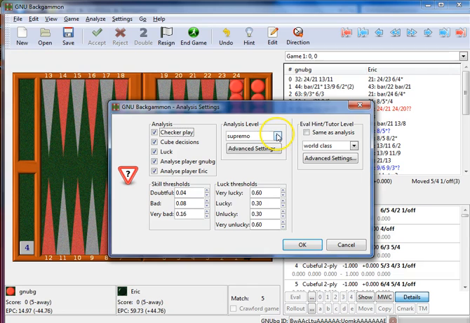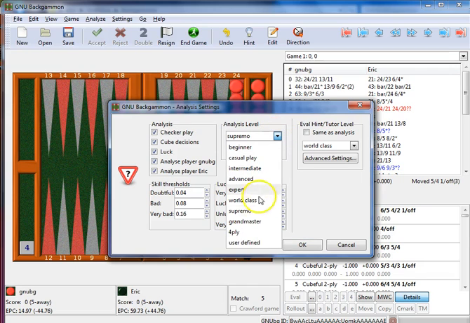Your analysis level, this is a default Supremo, but there's some ones above that. So on Grandmaster, it'll be a little more thorough in its analysis, and consequently, it'll take longer. So I would keep this as high as you can that your computer can handle in a reasonable amount of time for you. So hopefully you can keep it at Supremo, maybe go up to Grandmaster, or if you have to, drop it down to World Class.